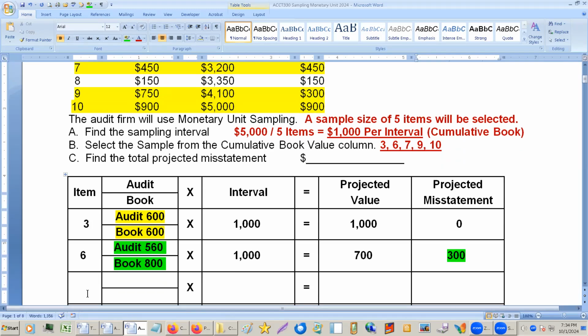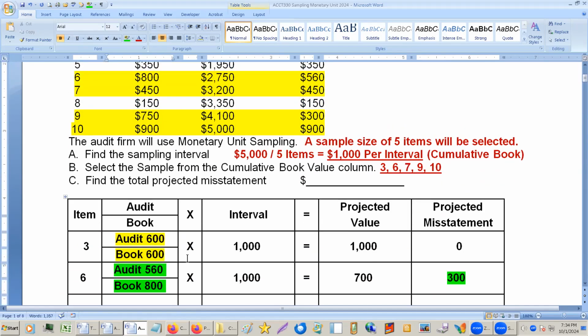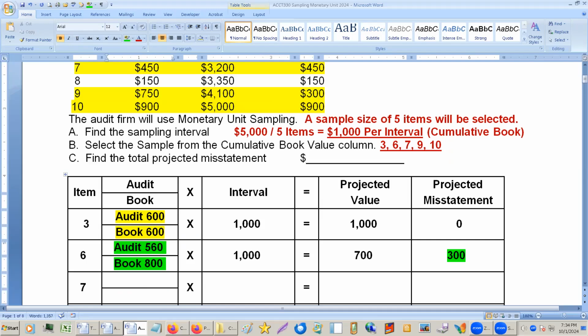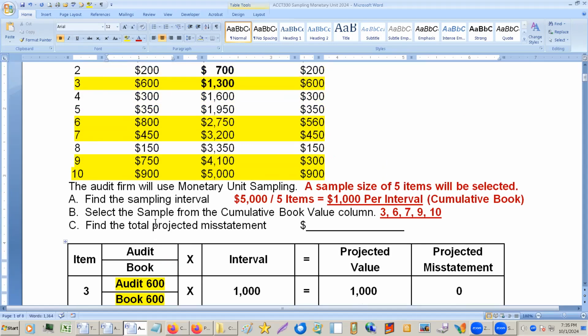All right, let's go to 7. The audit value is 450 and the book is 450. Okay, so this one's okay. So this is sort of like the first one, everything's okay with it, and there's no misstatement. Let me take the yellow one off. So yellow will be okay and green will be bad.